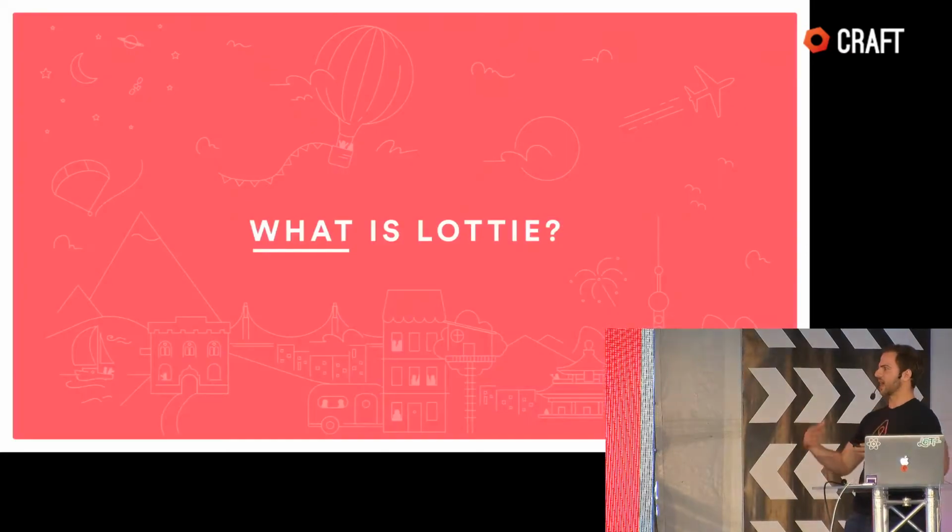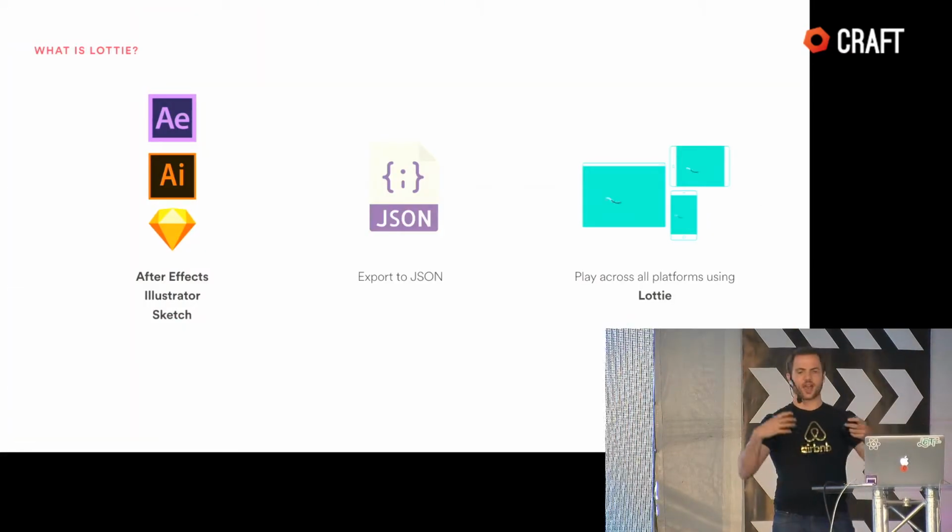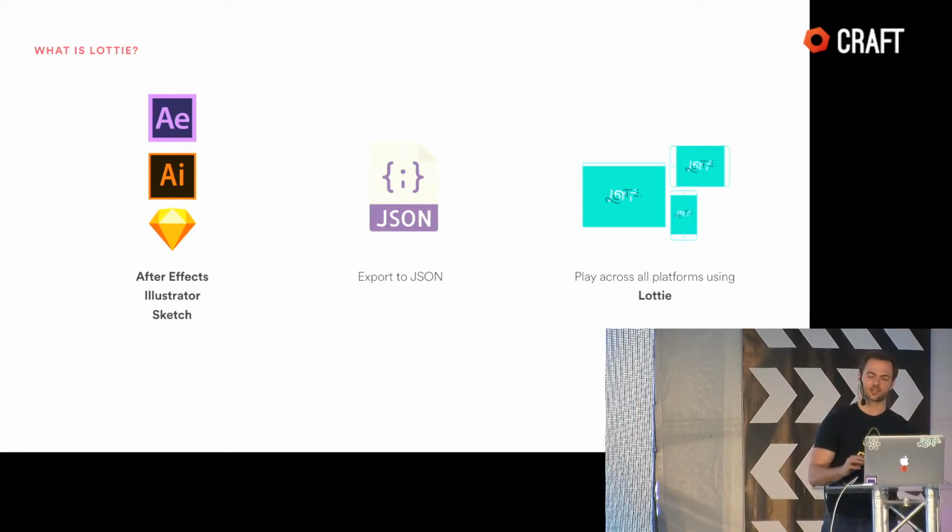So what is it? How did we do that? Well, at a high level, you create something in After Effects, Illustrator, or Sketch. You export it to JSON, and then you render it with Lottie across all your platforms.